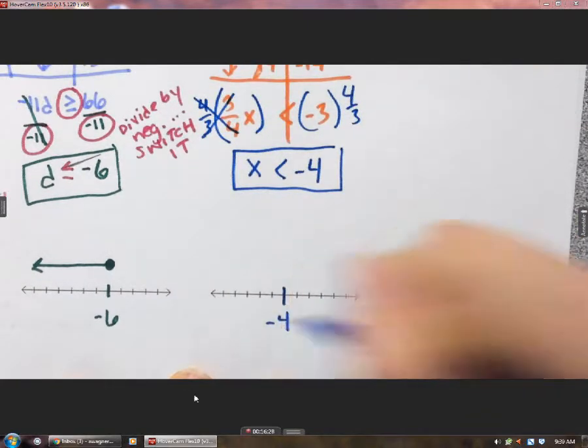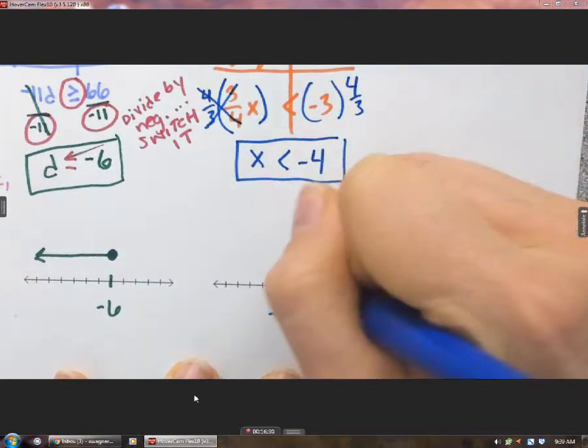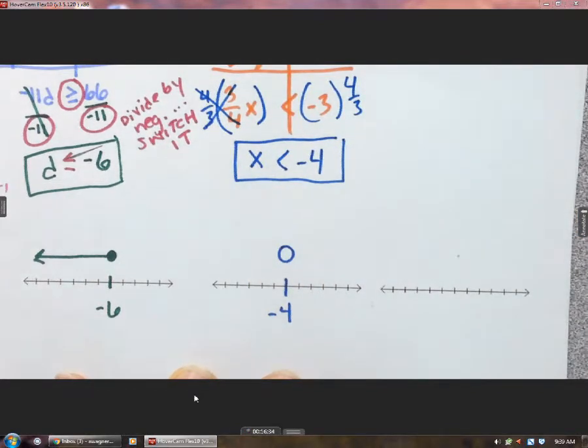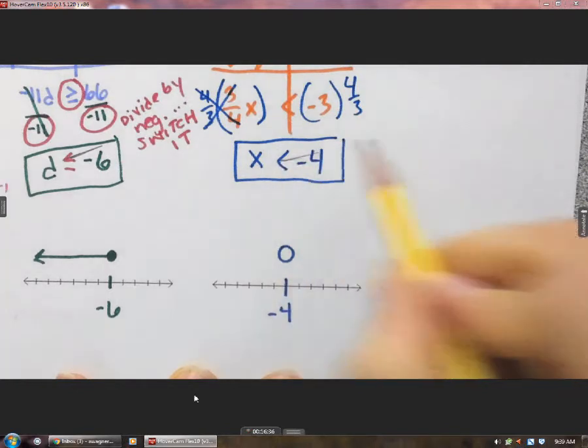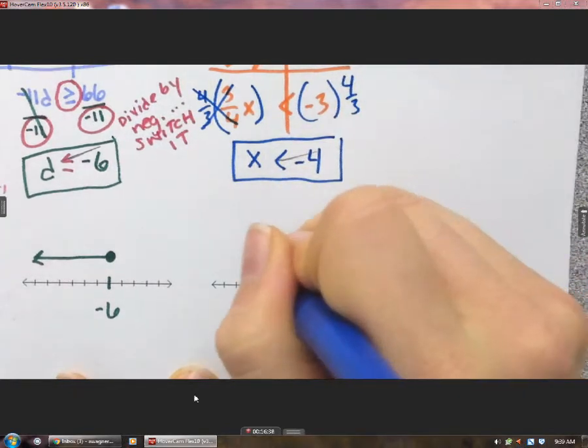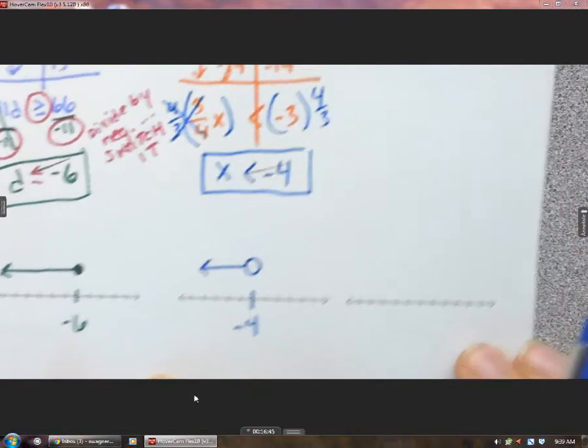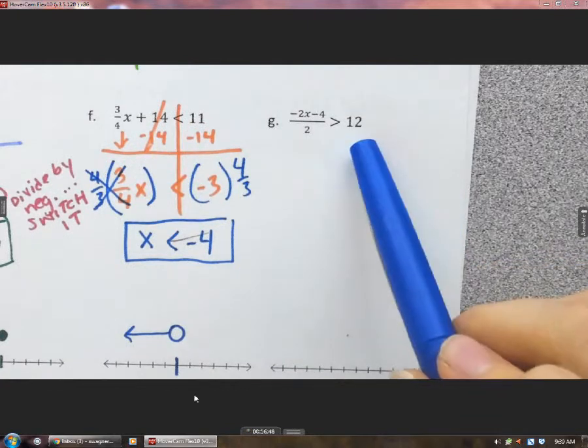Here's a -4. Open or closed? Open. And which way are you shading? To the left. So far, so good? You'll have some on your homework that look like this and probably some on your test.